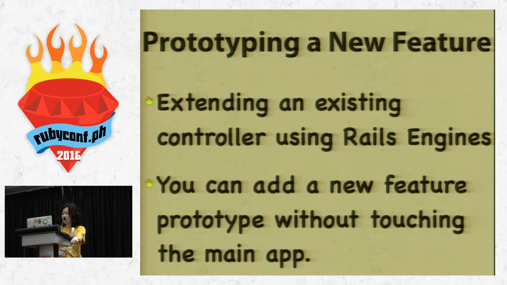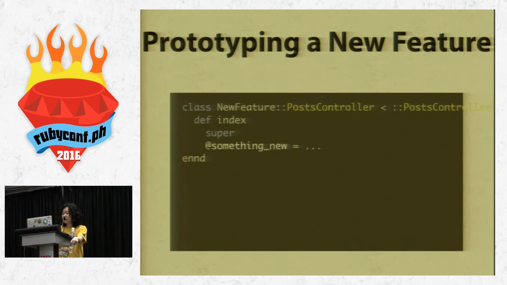This uses engines for prototyping a feature. So you can add an engine as a feature without polluting the base application. For example, if you want to add a new method index into your posts controller, just put a new controller extending from the original controller, put something like this into your engine, then this will get called when you call post index, right?